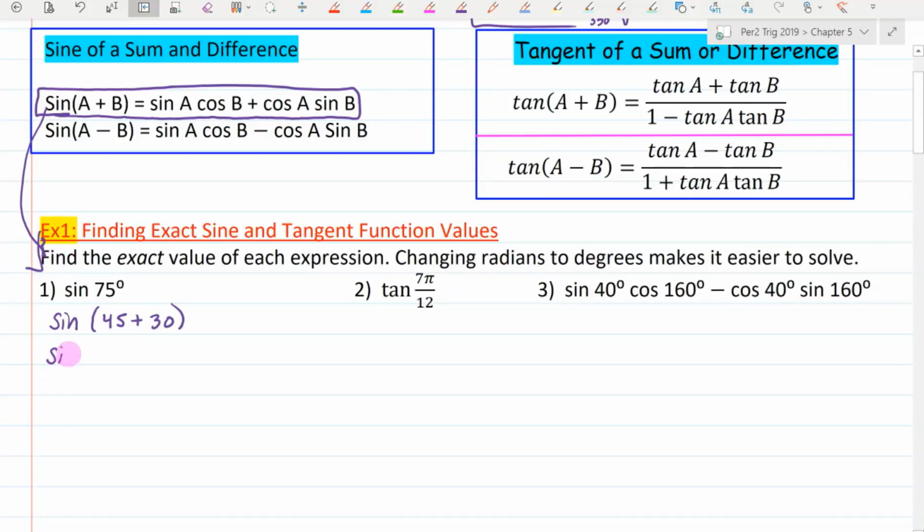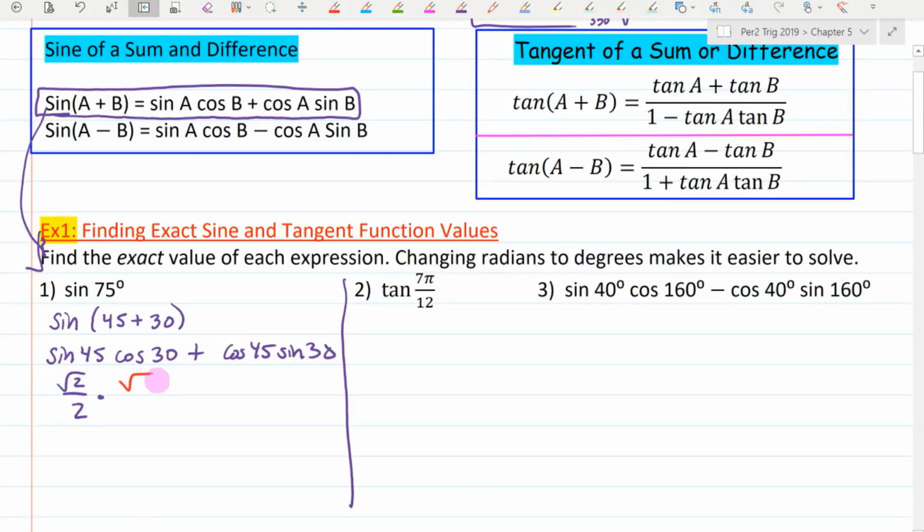So here we go. This one goes sine of 45, cosine of 30, plus cosine of 45, sine of 30. All right, so this is radical 2 over 2. You guys should know. Go ahead and finish the rest. Pause the video, finish the rest, and see what you get.